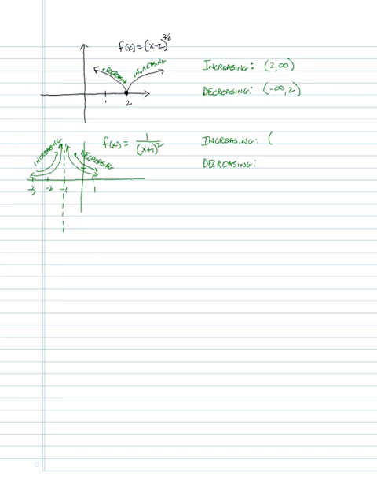Now that we have that idea, we see that we're increasing from negative infinity to negative 1, and then after we pass negative 1 for our x values, forever to the right, we're in a decreasing mode. So those would be the intervals of increasing and decreasing.